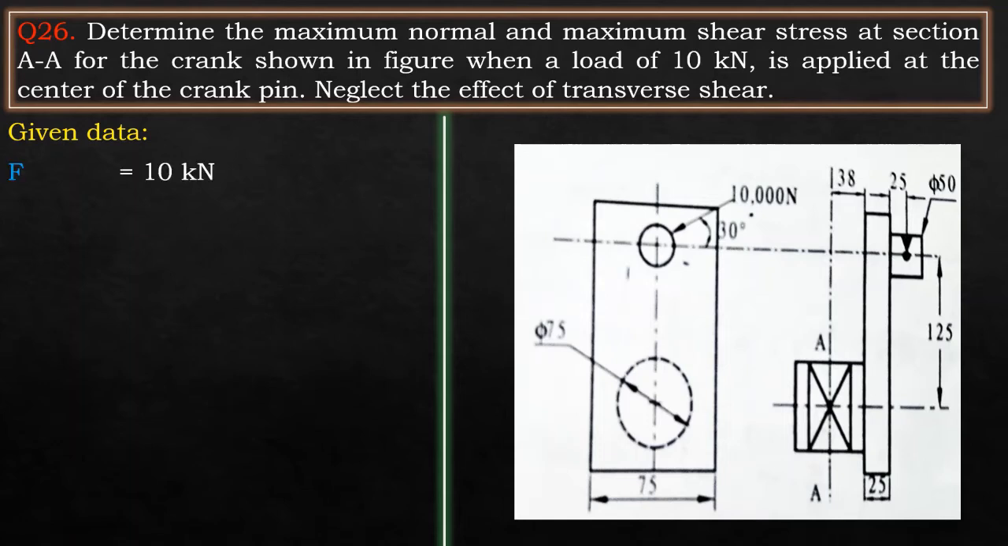The following data are given in the numerical. A load of 10 kilonewtons, the diameter of 75 mm. Now we can see in the diagram there are two diameters, one at the crank pin and one at the main rod at the section A. Now for us in this numerical, since this cross section is at A, the diameter 75 is of more importance than the diameter 50 mm. 50 mm has been given merely to distract our attention. So here the viewers need to be careful in choosing the diameter. In this case, the diameter is 75 mm.